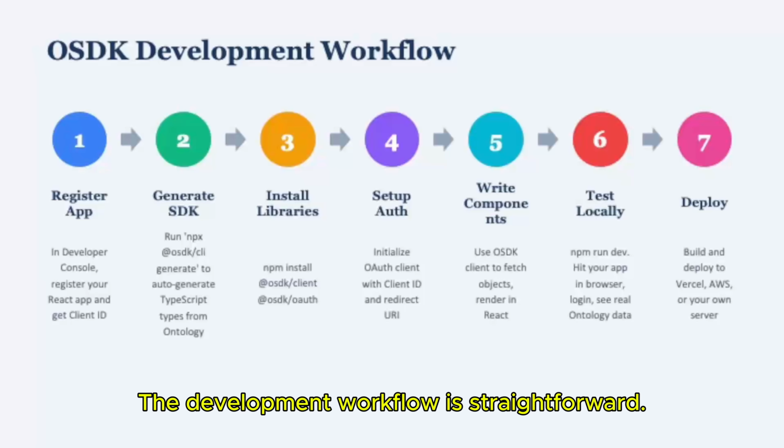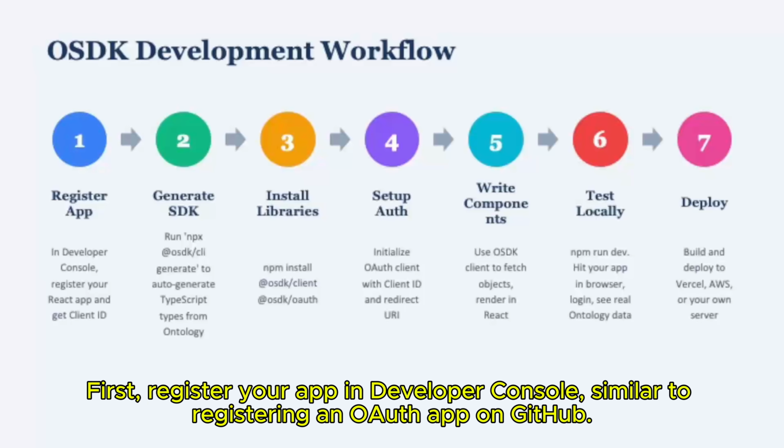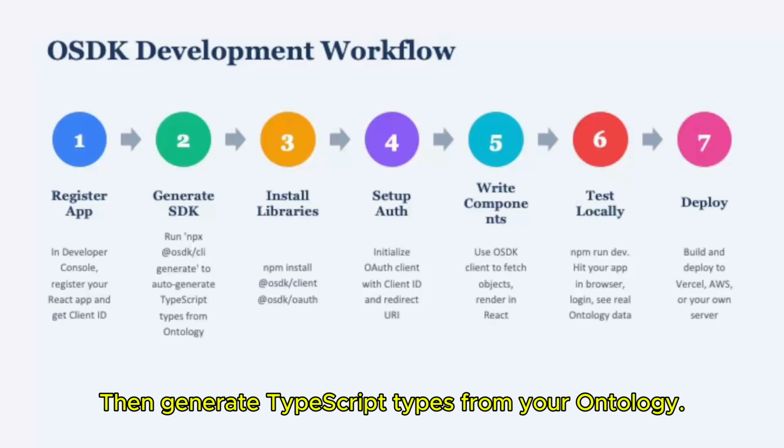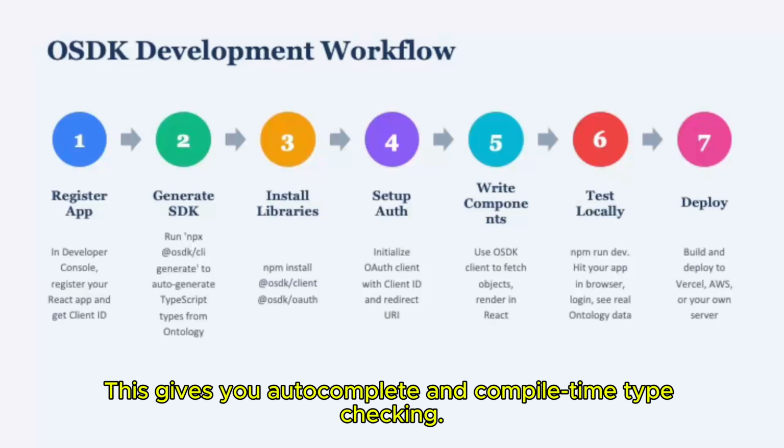The development workflow is straightforward. First, register your app in Developer Console, similar to registering an OAuth app on GitHub. Then generate TypeScript types from your ontology. This gives you autocomplete and compile time type checking.